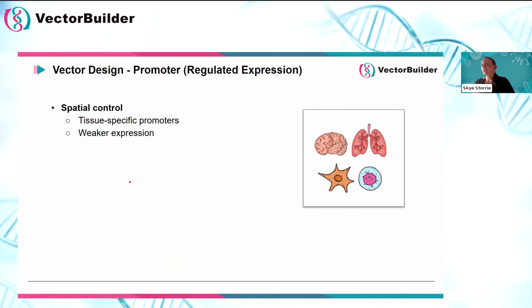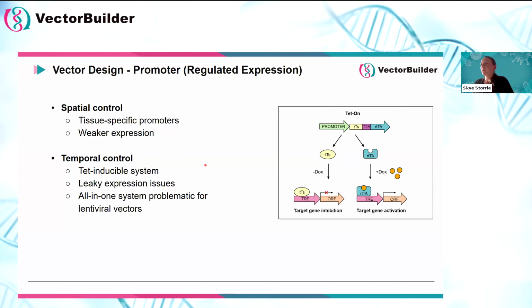There are other types of promoters you can use if you want a little bit more control over your expression, so you can control when and where your gene is expressed. The first of which are tissue-specific promoters. These will only activate expression of your gene of interest in a specific target cell or tissue. An important thing to note about tissue-specific promoters is that they generally do have weaker expression than ubiquitous promoters. So if high levels of expression are required for your experimental setup, then again, this may not be good for you.